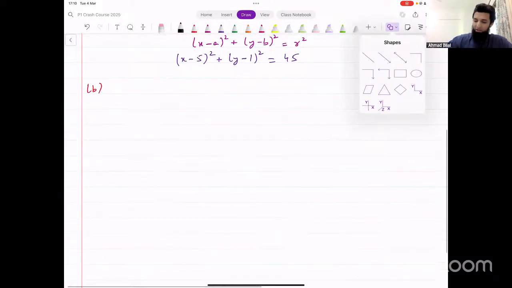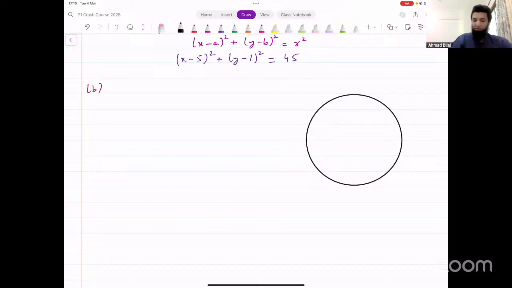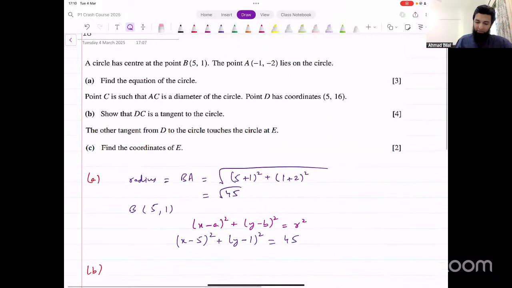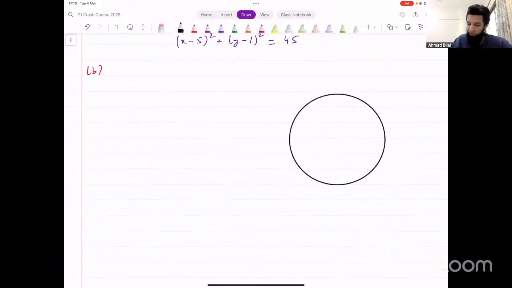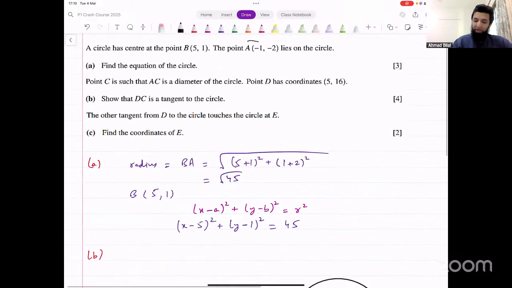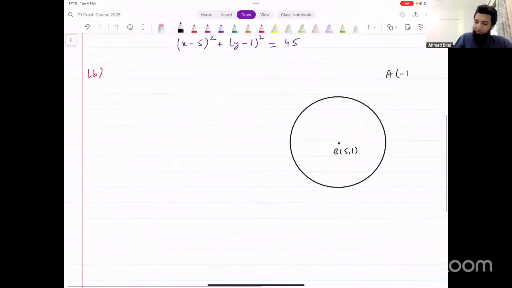Let's draw a circle. The circle would look like this. So we have the circle. We know the center of the circle. The center of the circle is 5, 1. Let's mark the center. This is the point B, let's say. It has coordinates 5, 1. Okay, so that's one point that we have. The point A lies on the circle. Let me write down the coordinates of A, minus 1 and minus 2.